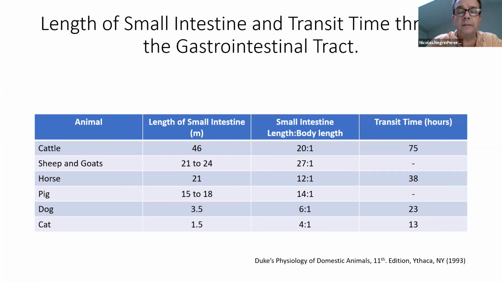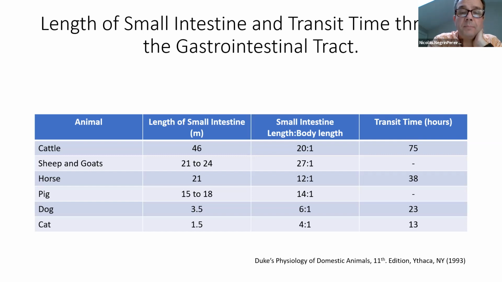So we can see in the case of cattle, they have a ratio of 20:1. That means small intestine to body length. And they have by far the slowest transit time of 75 hours, which of course, if you think about it, is logical considering the important fermentation process that takes place in the rumen. Then we have sheep and goats, 27:1, horse, 12:1, so much less, with a 38 hours transit time. So we can say that the horse is somewhere intermediate between a ruminant and a monogastric.